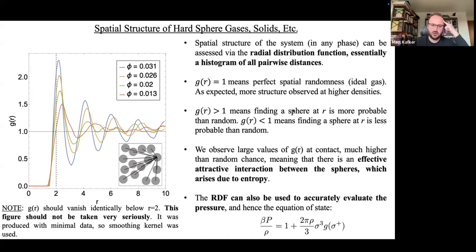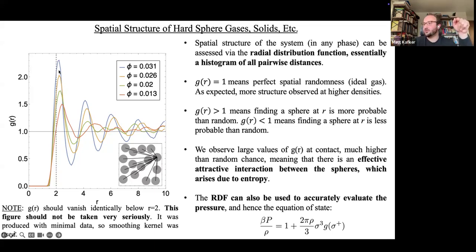Okay, so if we take a look at this picture here, this phi is the density. So red is the least dense system, green is slightly more dense, orange is more dense, and blue is more dense than this, but still these densities are pretty low. And a couple of things to notice. First of all, all of them go above 1. So you're more likely than pure random to find two particles separated by about 2 radii between them.